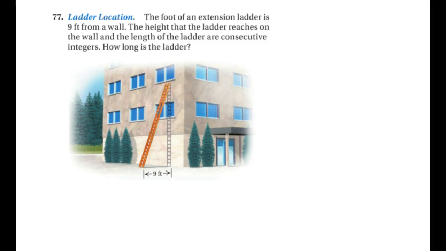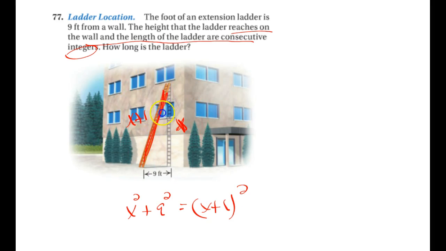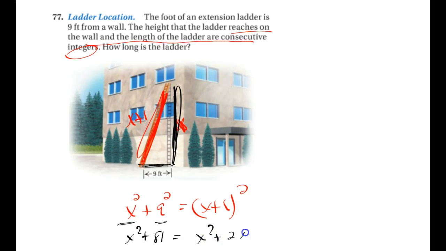The last example talks about a ladder up against a wall, and the height reaches a wall with a length that's consecutive integers. So this could be my x side, this could be my x plus 1, and again I would say x squared plus 9 squared is equal to x plus 1 quantity squared. Remember, you have to make that hypotenuse all by itself. So it's got to be the first leg squared plus the second leg squared. Oh, this one's a little bit easier to do. x squared plus 81 is equal to x squared plus 2x plus 1.